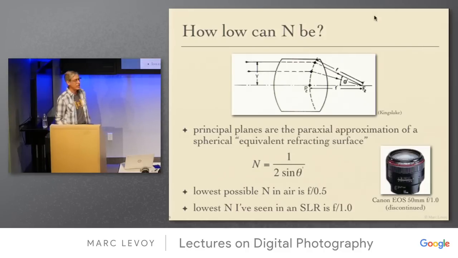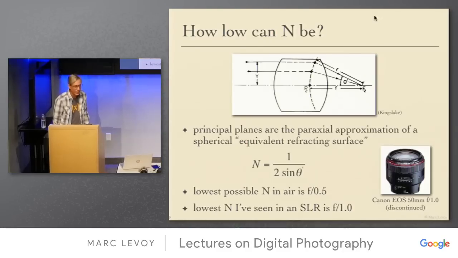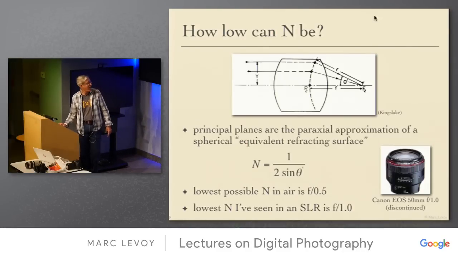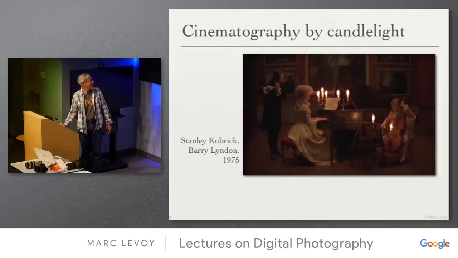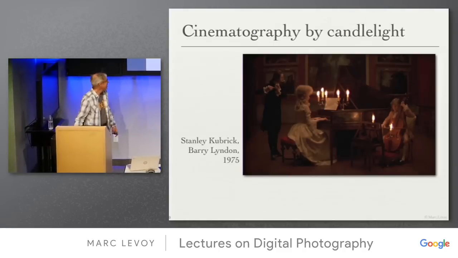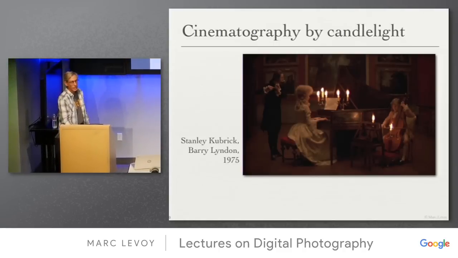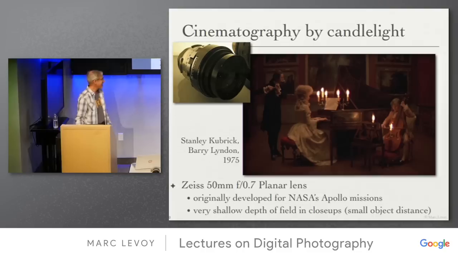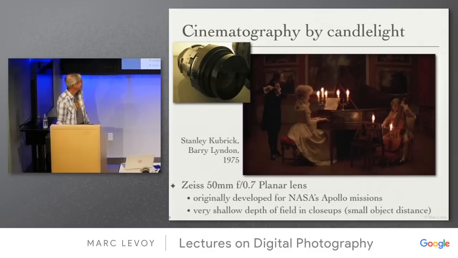The lowest N I've ever seen in a single lens reflex camera is f1. There's a Leica lens that's 0.95. And Stanley Kubrick in Barry Lyndon, who wanted to do his cinematography by candlelight only, borrowed a lens from NASA that is 0.7. I can't imagine how much this thing cost. And he was able to make a movie partially by candlelight.